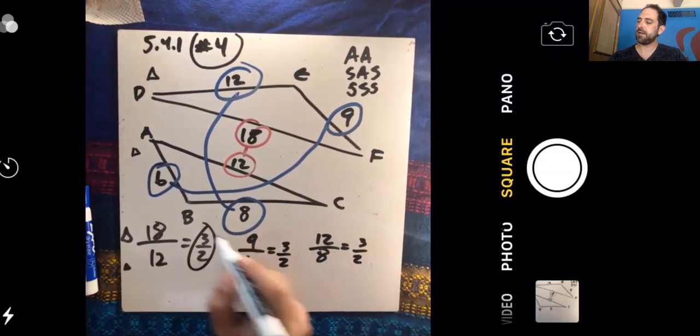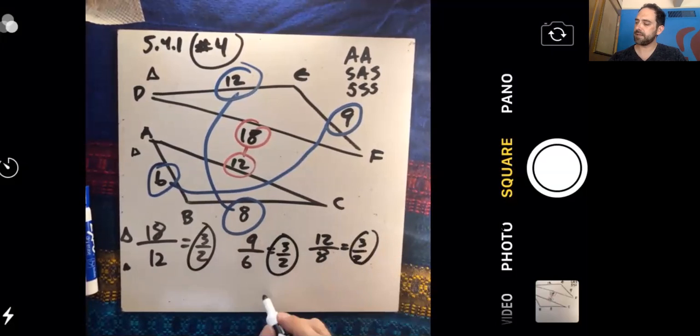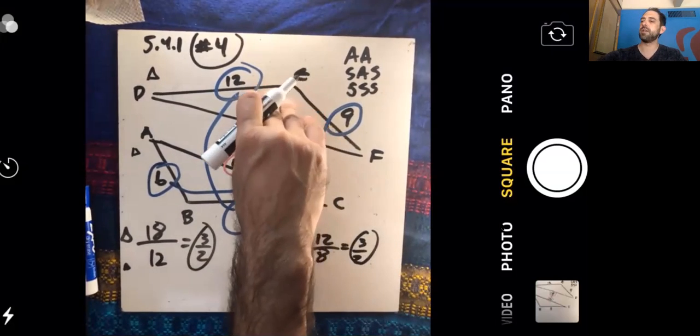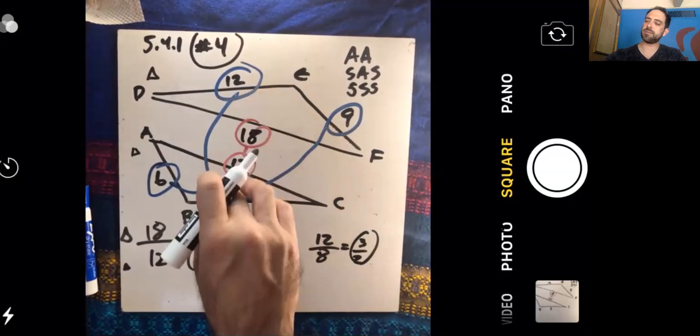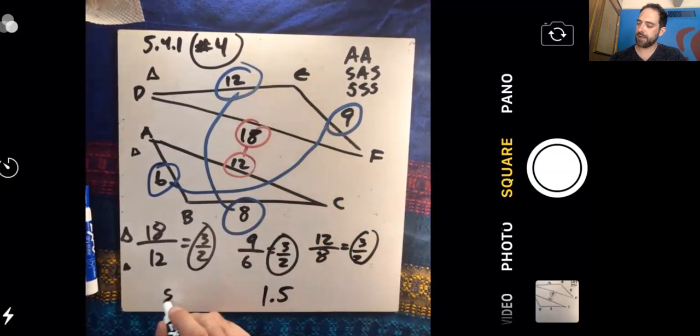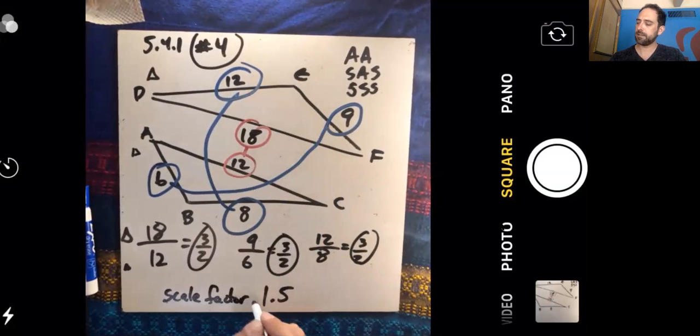So because the scale factor is 3 halves, that's all the same as 1.5. We could say that this larger triangle is 1.5 times larger than the smaller. So this is called the scale factor, okay? The scale factor is going to be 1.5.